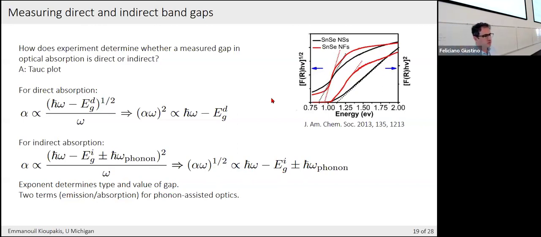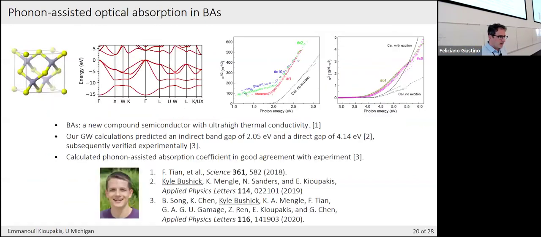So in this case, we're able to quantify what is the indirect gap and the first direct gap of this material. Okay, so that's how experiment does it. And that's what we did for a new semiconductor, boron arsenide. Boron arsenide looks like gallium arsenide. It is a zinc-blende crystal consisting of 1 boron and 1 arsenic atom.